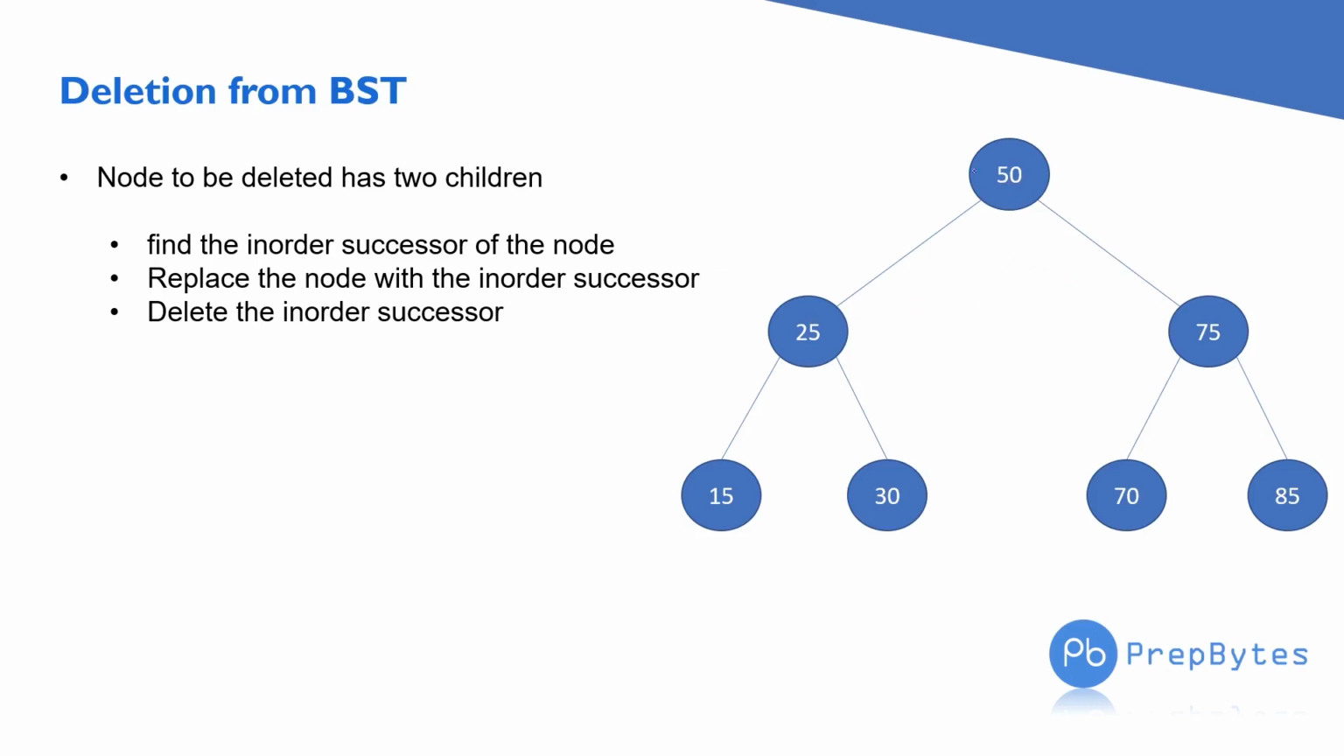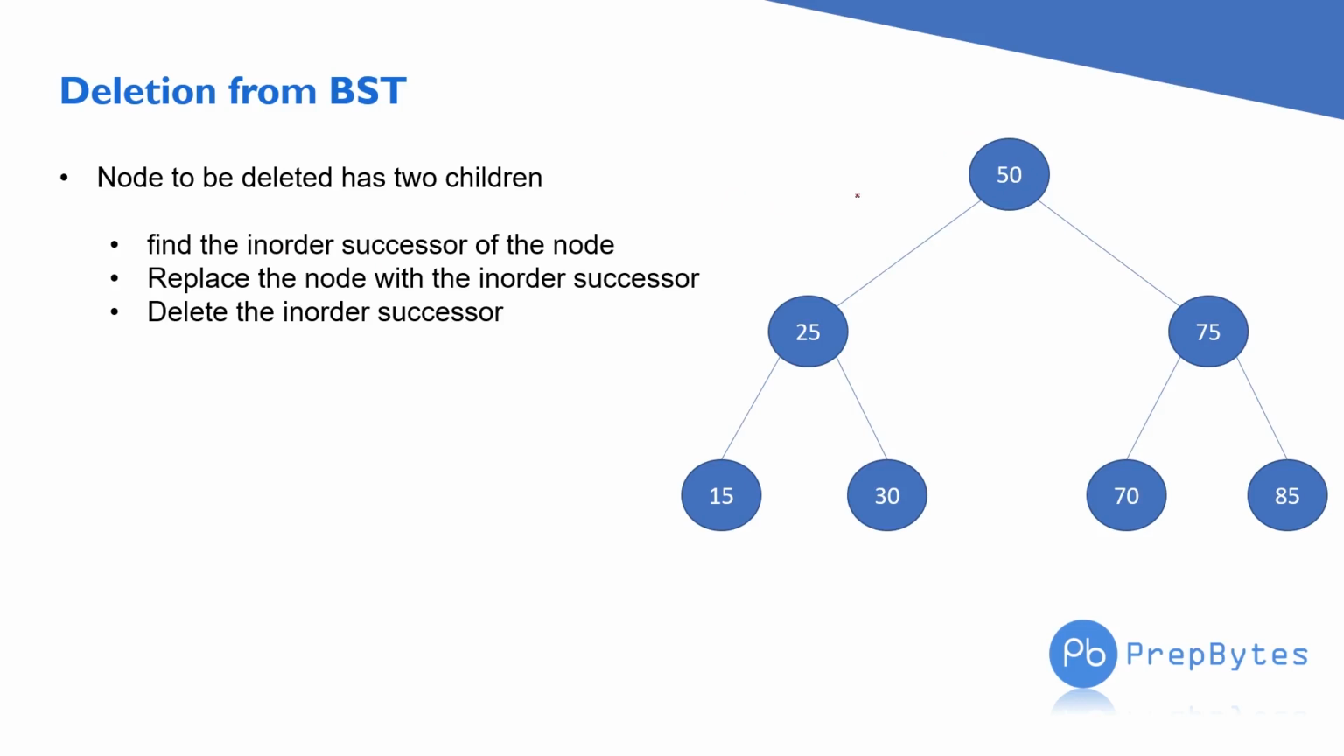So, for example, I want to delete 50. What are the steps I have to take care of? The first step is to find the in order successor. Now what is an in order successor? Just find the in order of this tree, and whatever comes after 50 will be my in order successor. So just write it down.